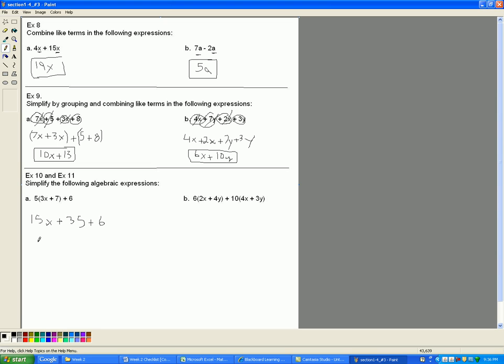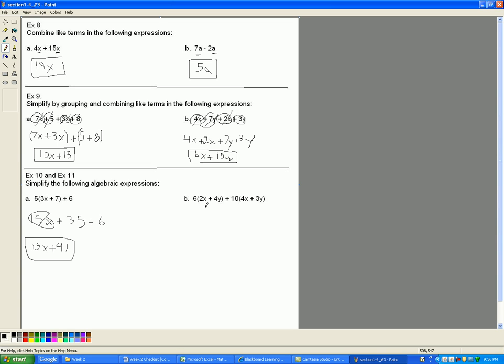Now we combine like terms. There's only one x here, and that's going to be 15, so let's rewrite the 15x. Circle that, and that's done. And we combine just the constants. 35 plus 6 is 41. And that's our answer: 15x plus 41.